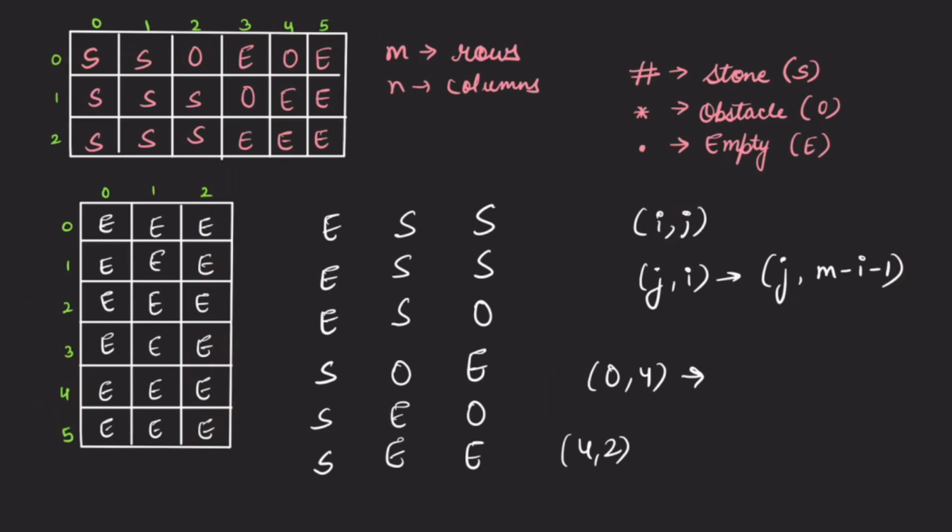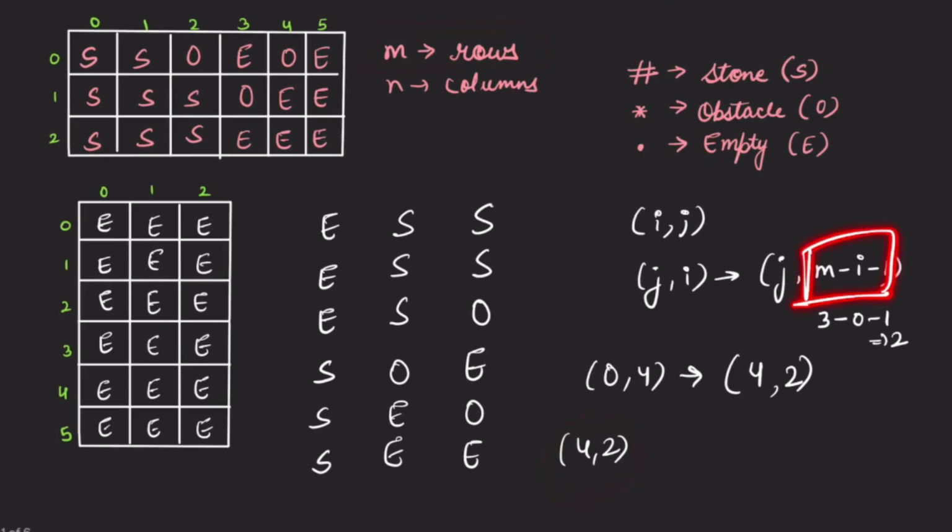So here j was what? j was 4. So in the new index, this will be 4, right? And next is m minus i minus 1. What is m? m is the number of rows, right? The number of rows is 3. So it will be 3 minus, what is i? 0. 0 minus 1. So that is 2. So the new index will be 4 comma 2, which is what we had expected, right?